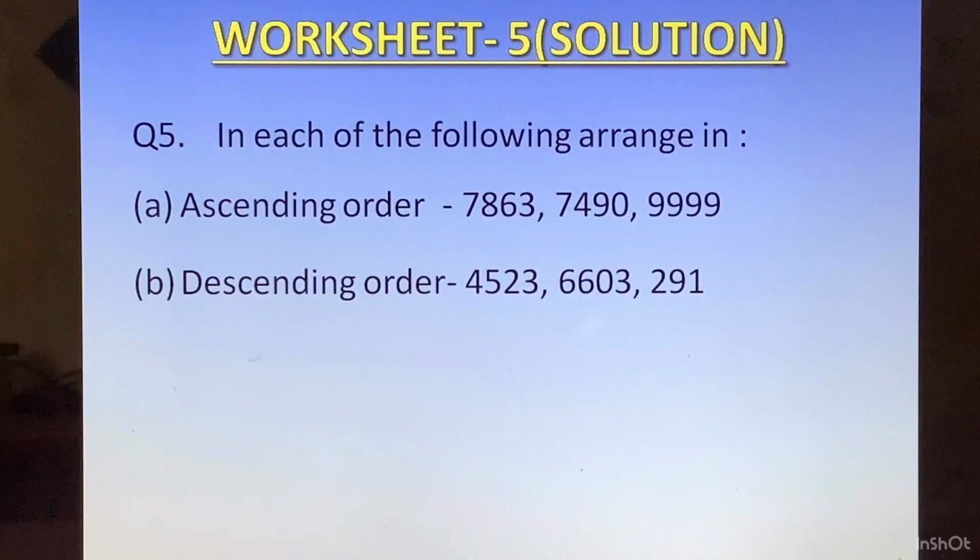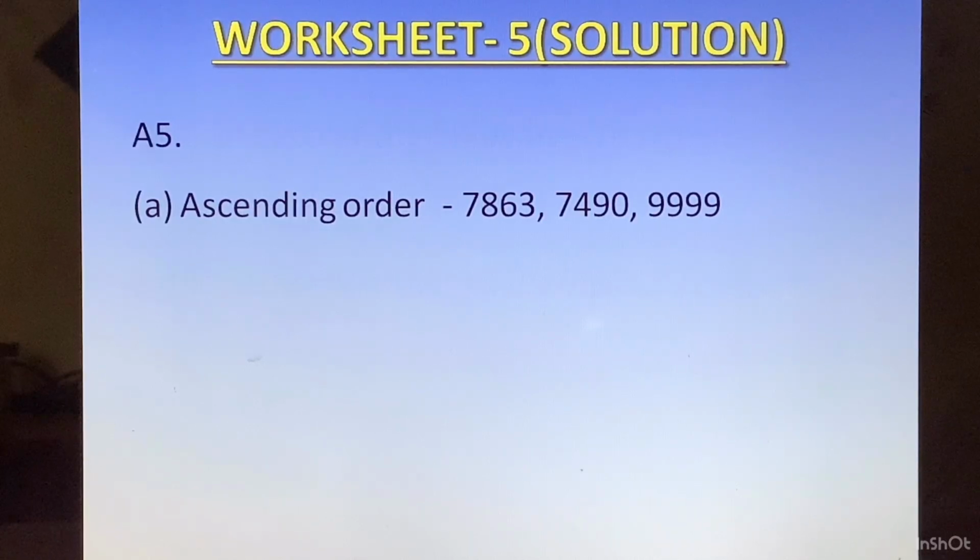Question 5. In each of the following, arrange in ascending order. A part. The numbers are 7863, 7490 and 9999. We have to arrange in ascending order. Ascending order is small to big. We have all 3 numbers as 4-digit numbers. So we will compare the first digits first. 7, 7 and 9. So now we have two 7s.